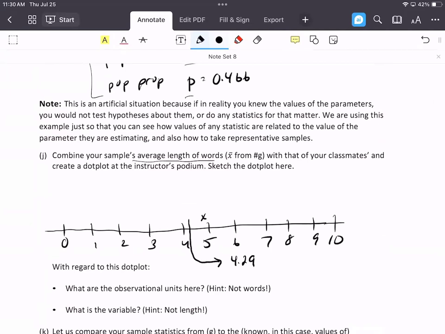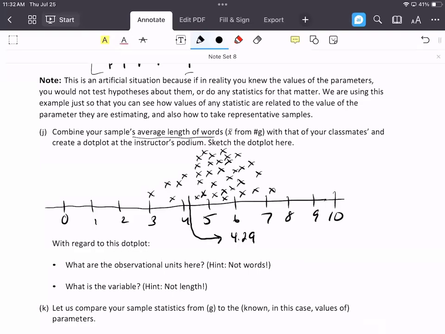Now, I'm going to pause the video for a moment and record what I had from a previous class. You don't need this exactly in your notes. I more just want you to see what typically it looks like in a class. So this is roughly what I got in the last class that I taught. We know that that population average is 4.29 because we're told that. How would I label this chart? Well, this is the average length of each sample of 10 words.